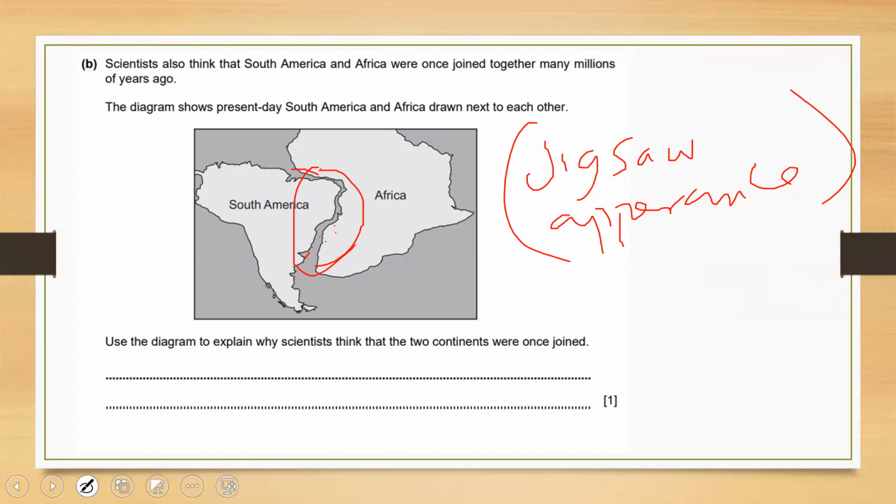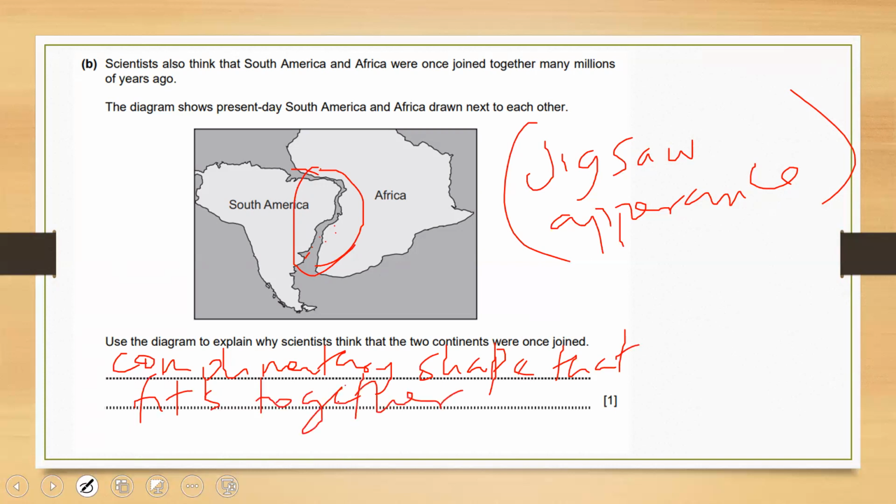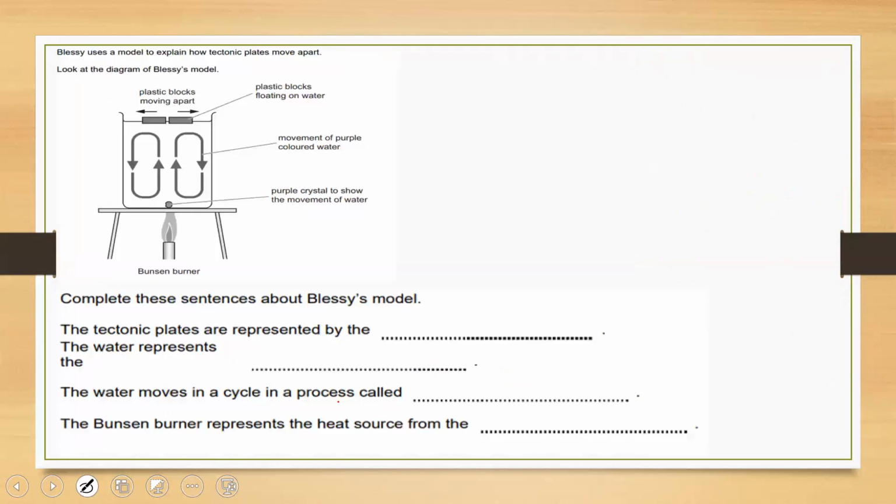They have a complementary shape that fits together. Or I can say that there is a jigsaw appearance that can fit together almost exactly. So if I look at the continents, I will have the same scenario: a complementary shape that fits together.